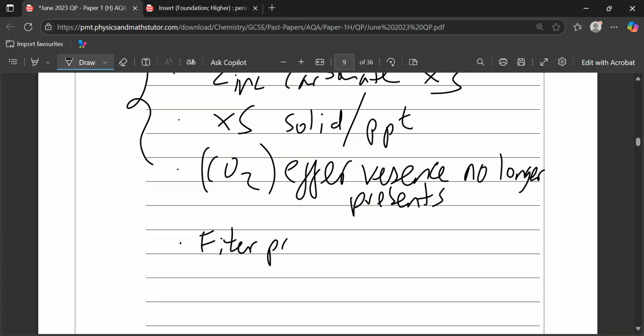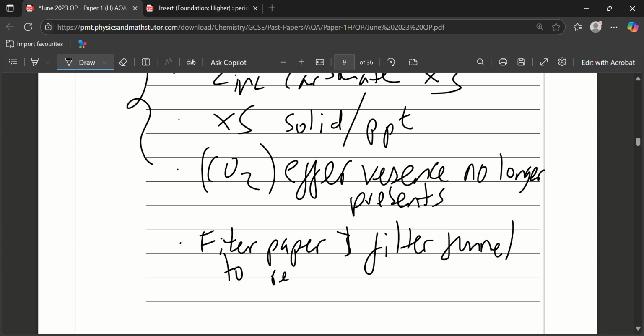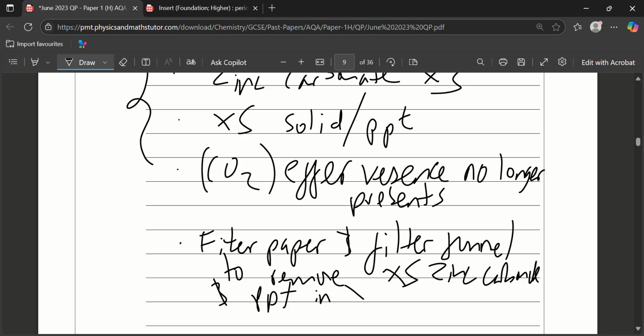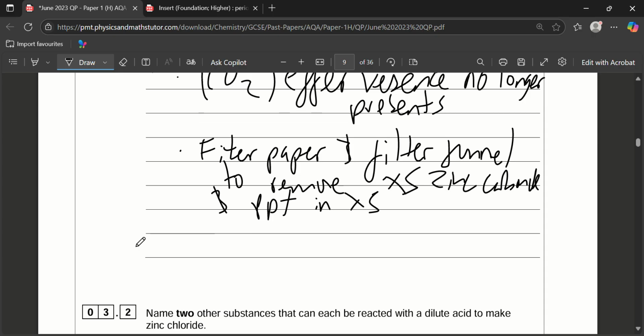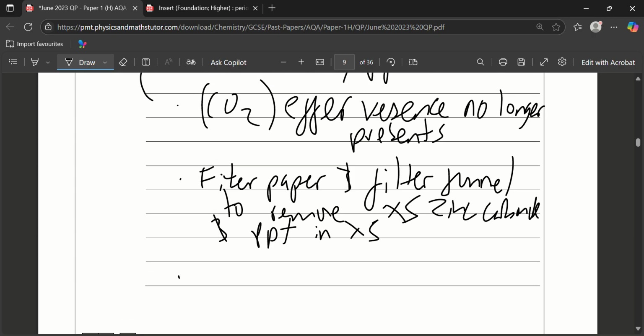So for our filtration phase, we will just use filter paper and a filter funnel to remove the excess zinc carbonate, and the precipitate in general. So now we've gone through the filtration phase, and now we need to go to the crystallization phase.